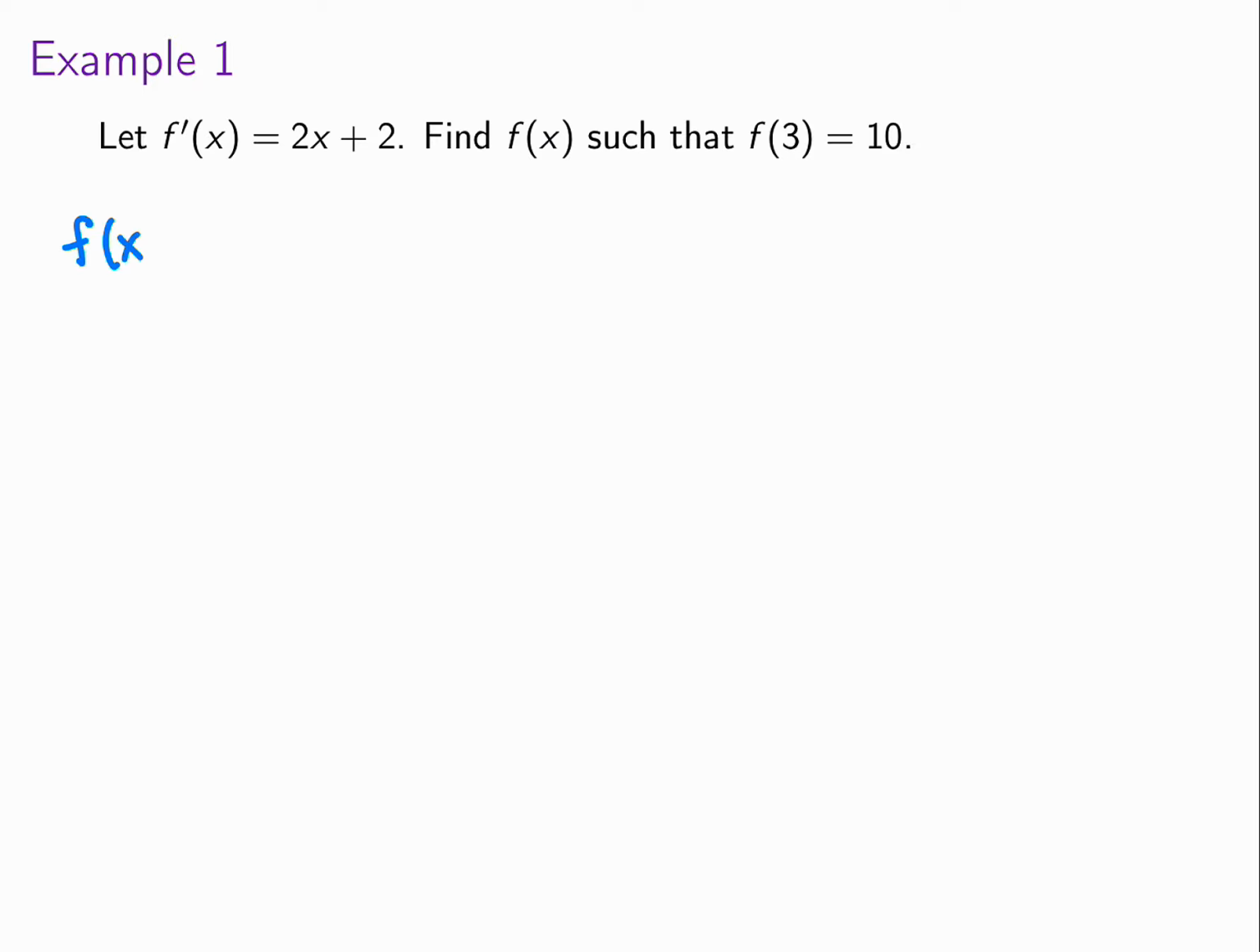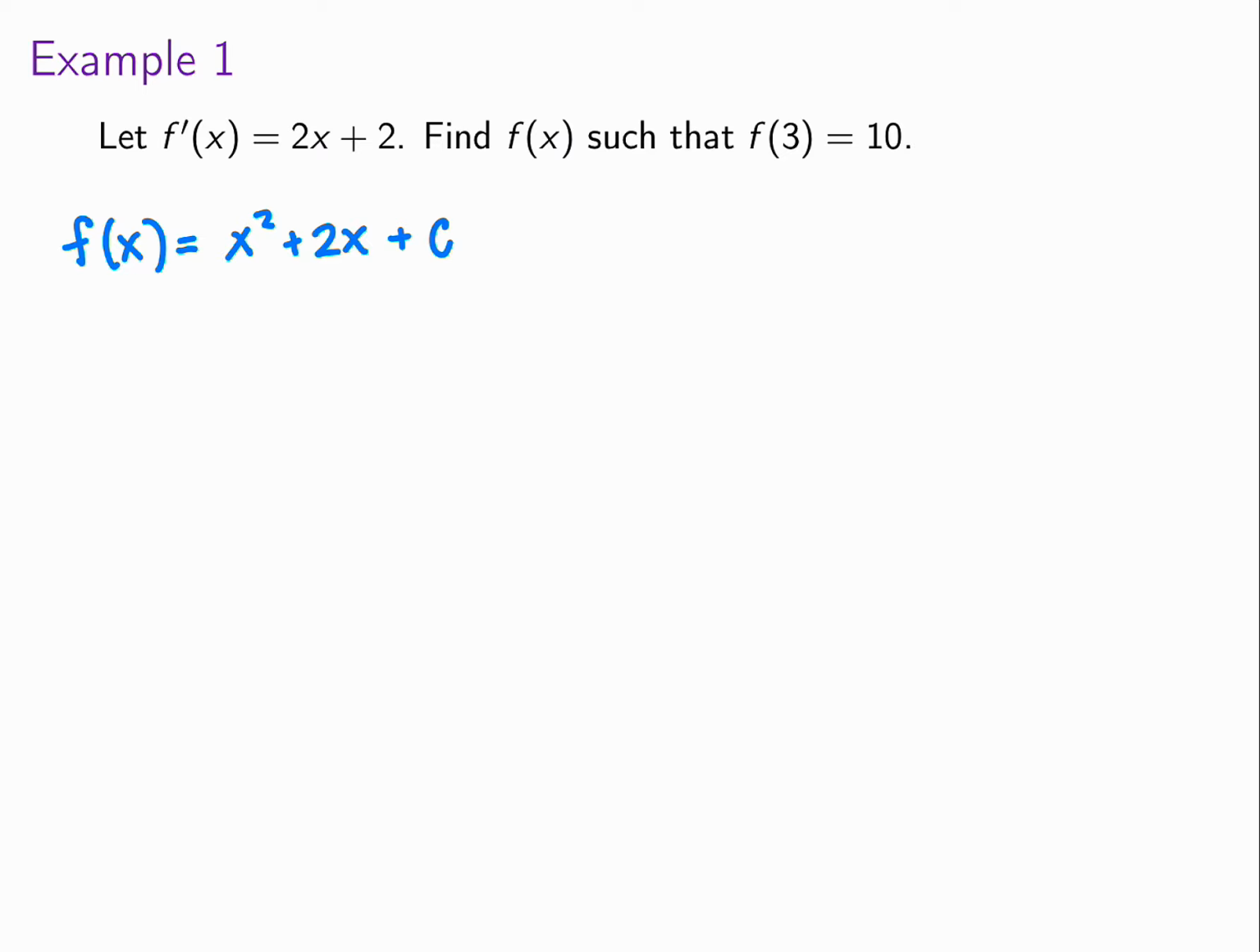If f prime of x is 2x plus 2, we want to think, what did we differentiate and end up with 2x plus 2? If we differentiated and ended up with 2x, that would have come from x squared. If we differentiated and ended up with a 2, that would have come from 2x. Now, remember, when you find your antiderivative, there's really a whole family of antiderivatives. And we put the plus c to indicate that there could have been some constant there.